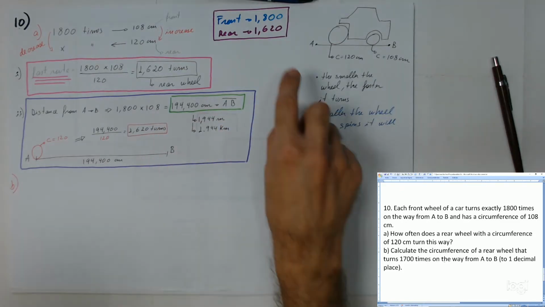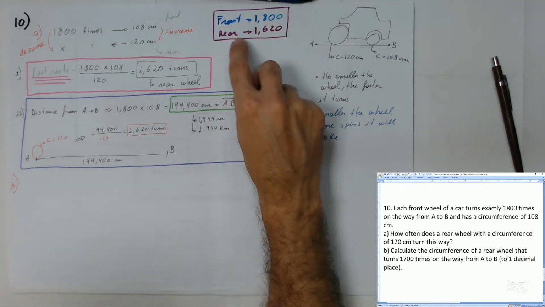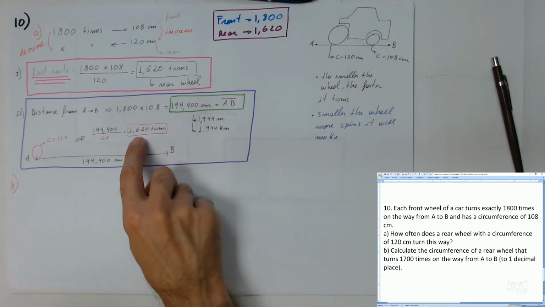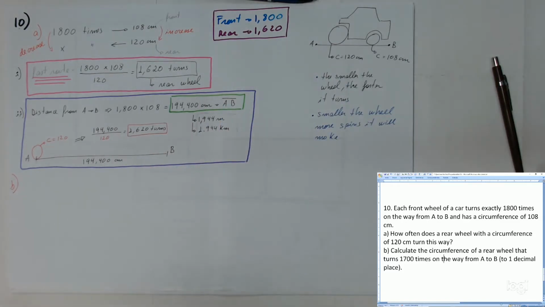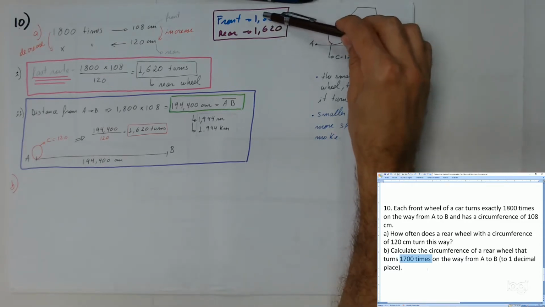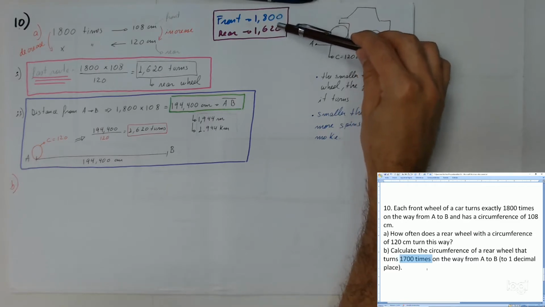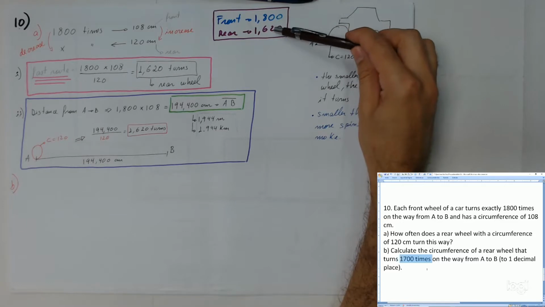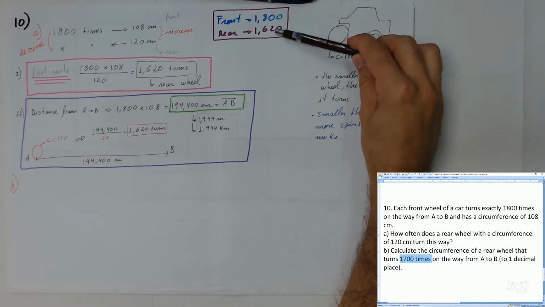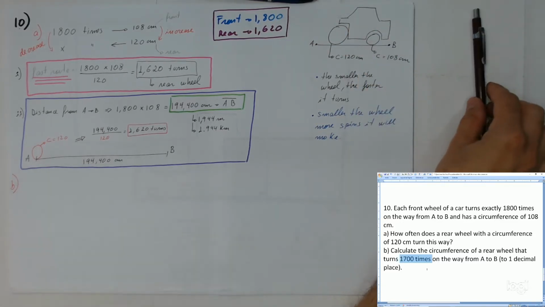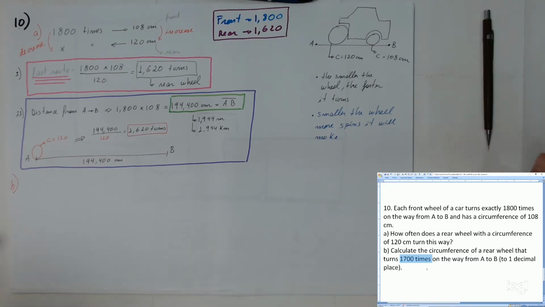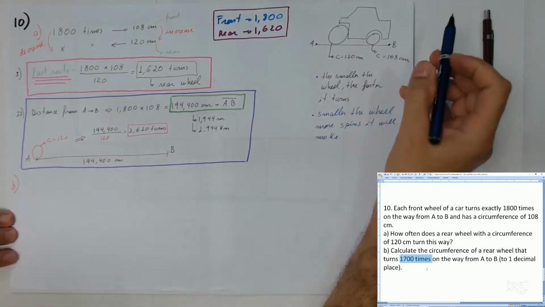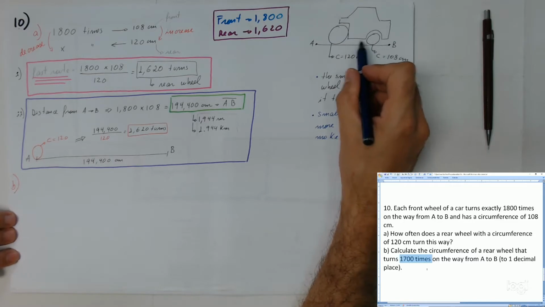Now, the front one turns this. The rear turns this. And in B, it is saying now, look, it is turning. There is a wheel that is turning something in between, right? Well, it is not the front. It's not the rear. It's going to be a third wheel, right? Very weird car, okay? Different. Okay, it has three different wheels.